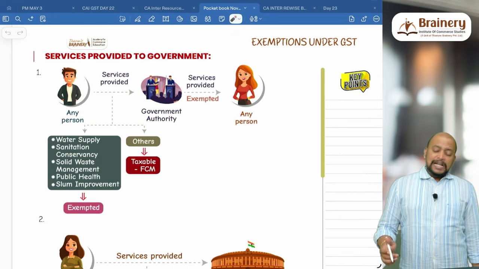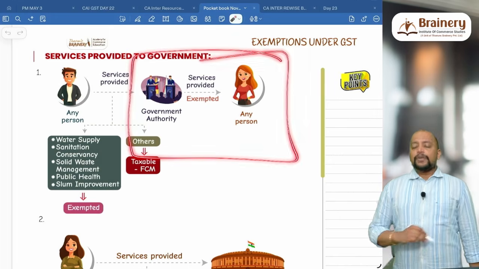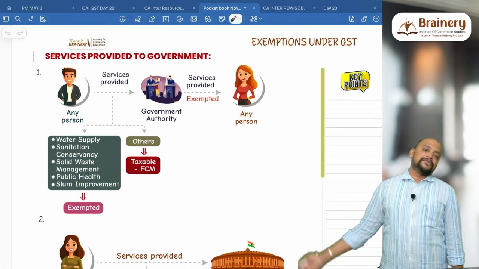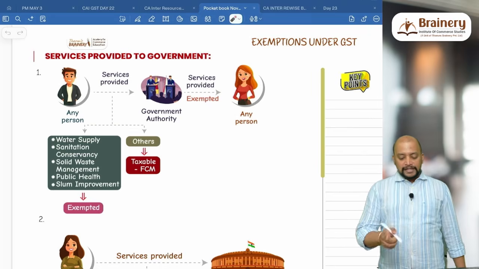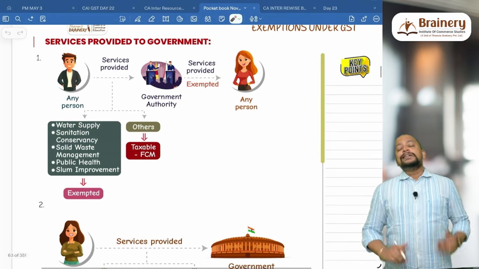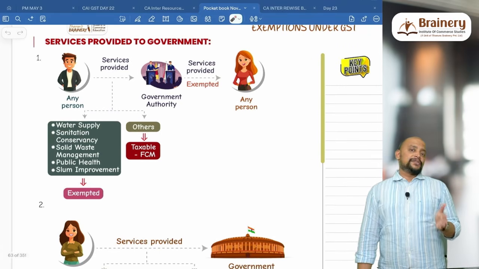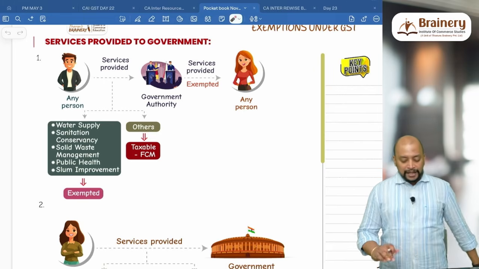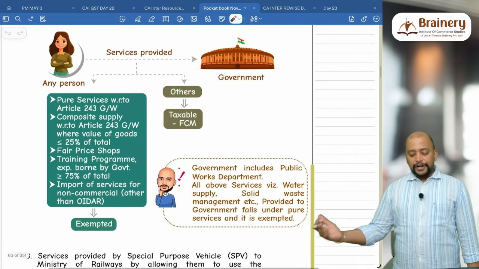Same way, second point, any service provided by government authority to any person will be exempted. So these are the two exemptions we have for government authority. One is service provided to government authority, another one is service provided by government authority. Then what about the services provided to government?